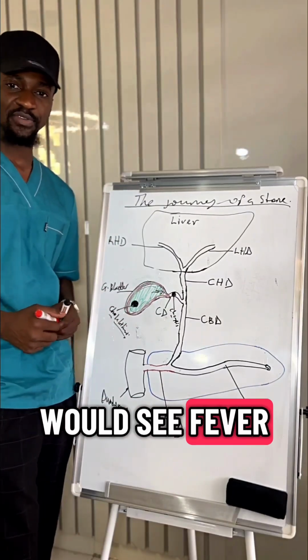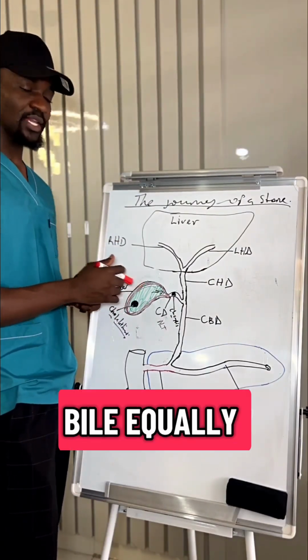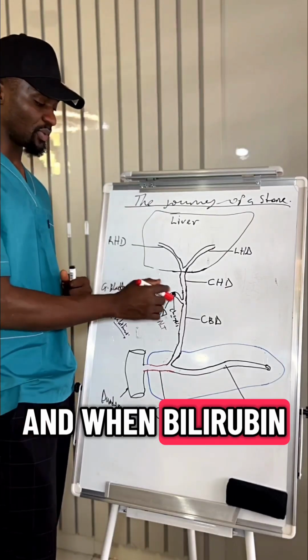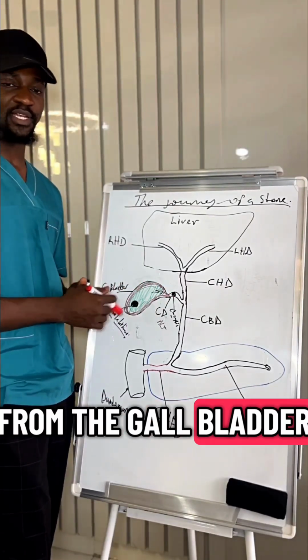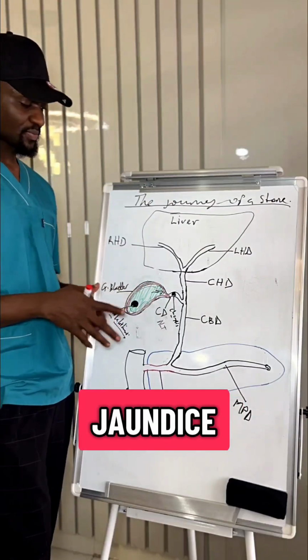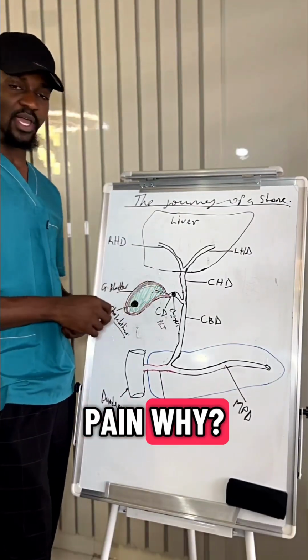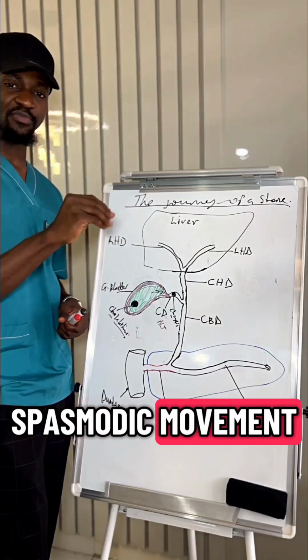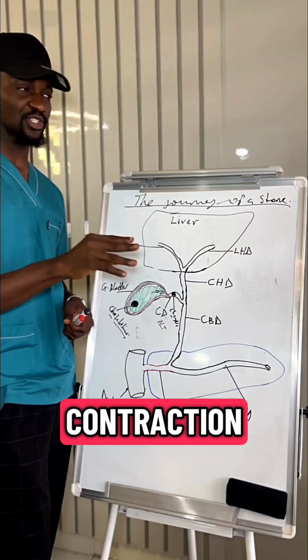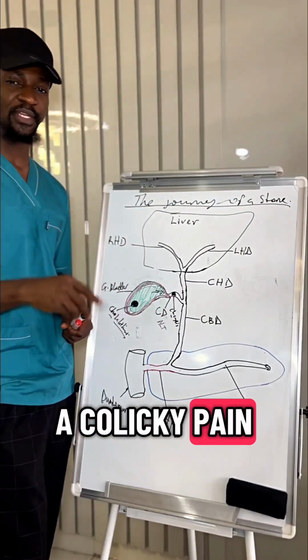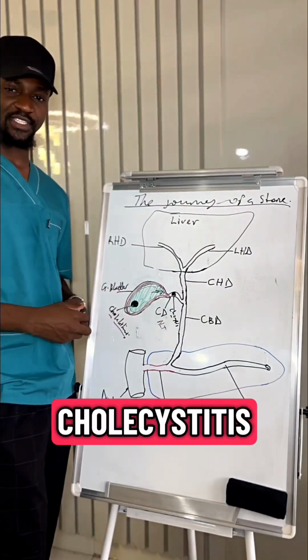Of course, you would see fever, jaundice, because bile equally contains bilirubin, and when bilirubin cannot be evacuated from the gallbladder, it can cause jaundice. In addition, pain. Pain why? Because of the spasmic movement or because of the peristaltic contraction, it can cause a colicky pain. So that is what we call cholecystitis.